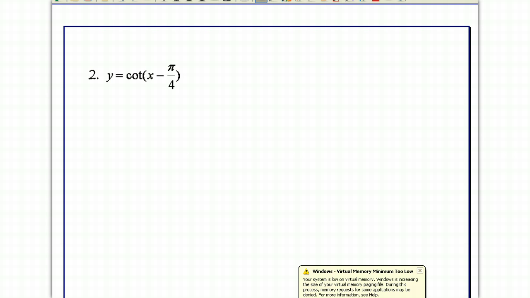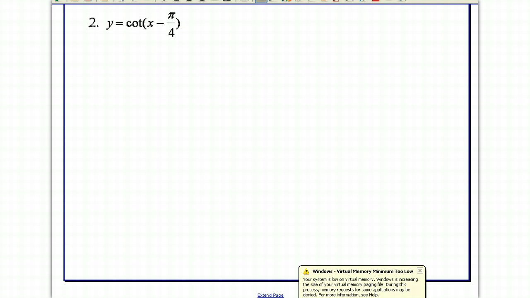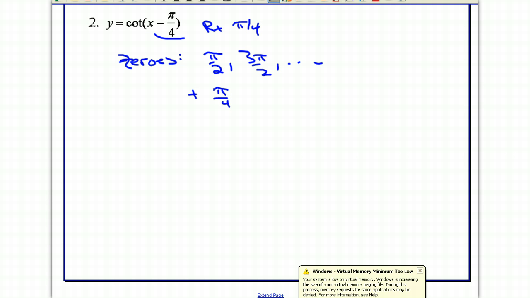All right, let's try another one. Here's the cotangent. And now I notice it's x minus pi fourths. I think you can probably guess what's going on here. The minus pi fourths, isn't that going to shift the graph to the right? Pi fourths. My cotangent graph, my zeros, I knew they used to be at pi halves, 3 pi halves, etc. Now I shift them all to the right pi fourths, so I have to add on a pi fourths to these. And a half plus a fourth gives me 3 pi fourths. 3 halves and a fourth give me 7 pi fourths.